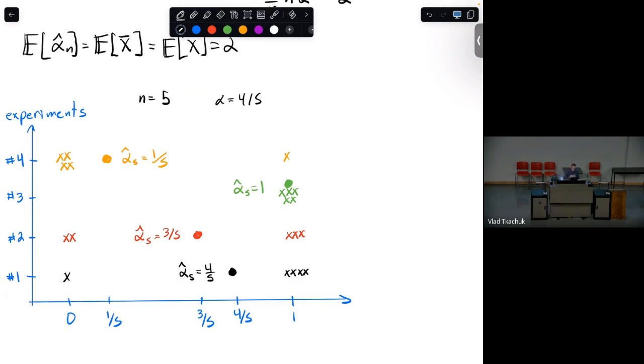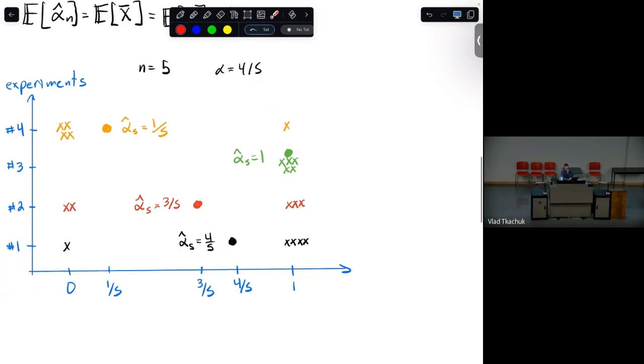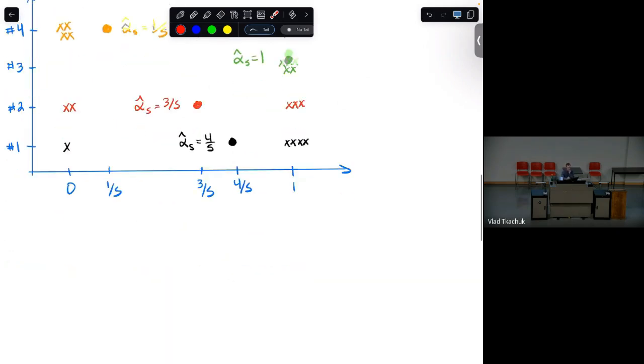The story is that if you take the average of infinitely many of these types of experiments and weigh them by their corresponding probabilities, which is what the expected value does, you actually get back this true alpha. Okay. That's what I wanted to communicate here.